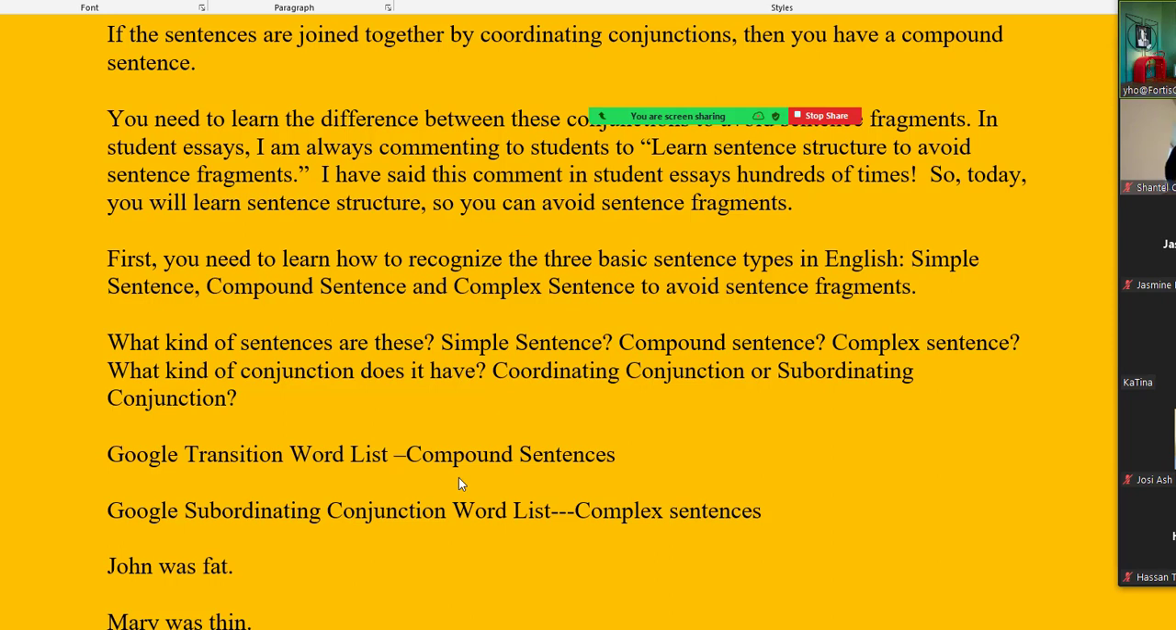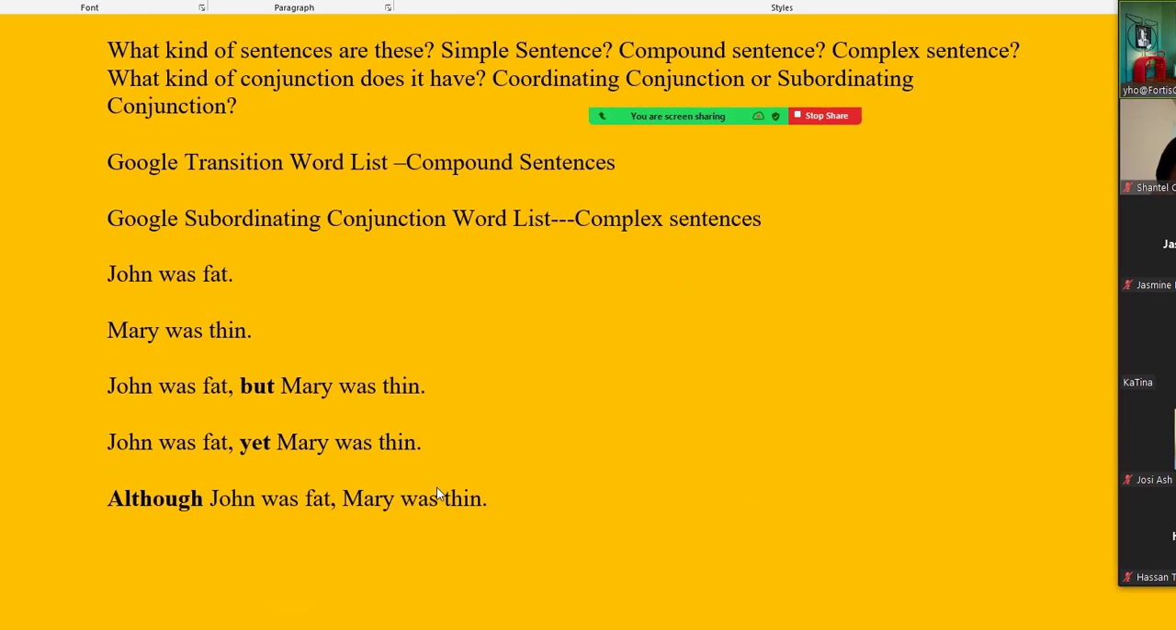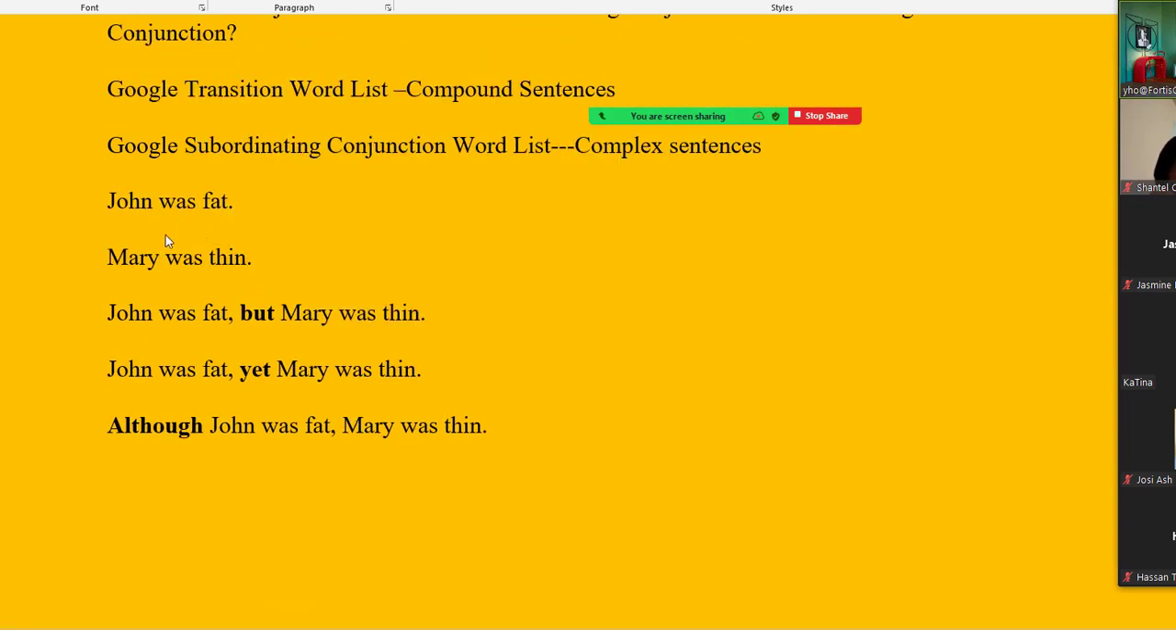So you need to learn to recognize the 3 basic sentence types in English: simple sentence, compound sentence, and complex sentence. You need to know the difference between these 3 sentences to avoid sentence fragments. So what is a simple sentence? What is a complex sentence? Let's see if you can tell the difference between the 3.